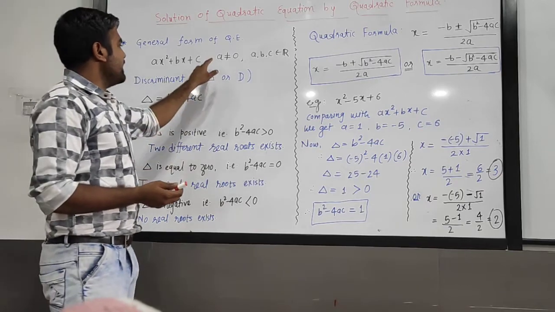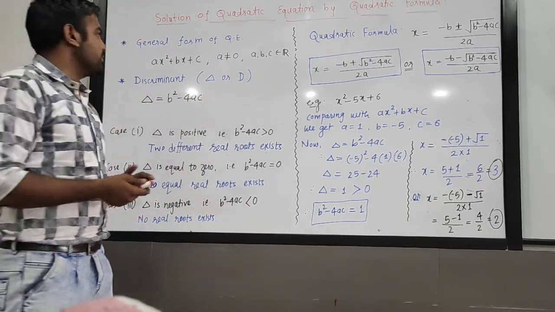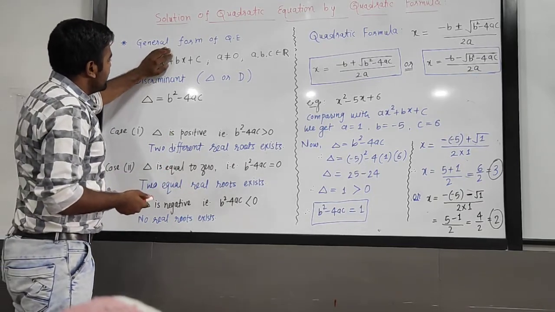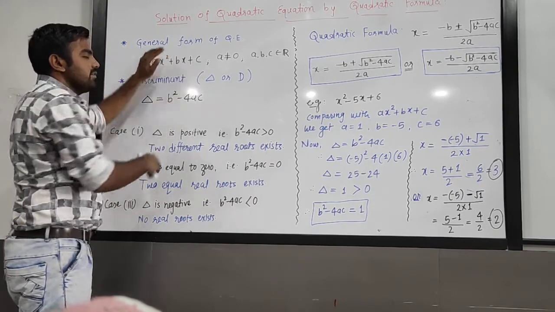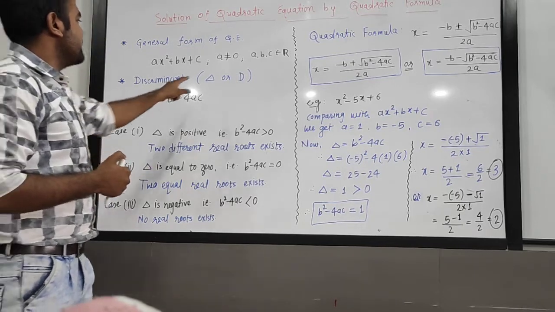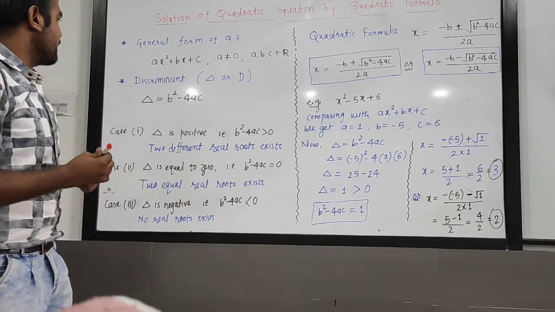One question arises in your mind, why is this a not equal to 0? If possible, suppose that a is equal to 0. Then this whole term ax square is 0 and the equation is bx plus c, which is no longer a quadratic. So in this equation, precisely the coefficient of x square, that is a, is not equal to 0.